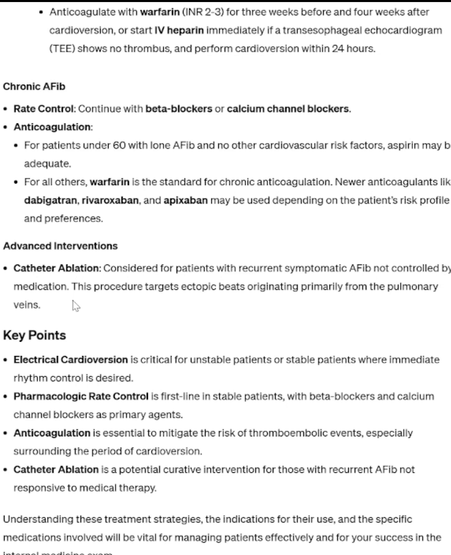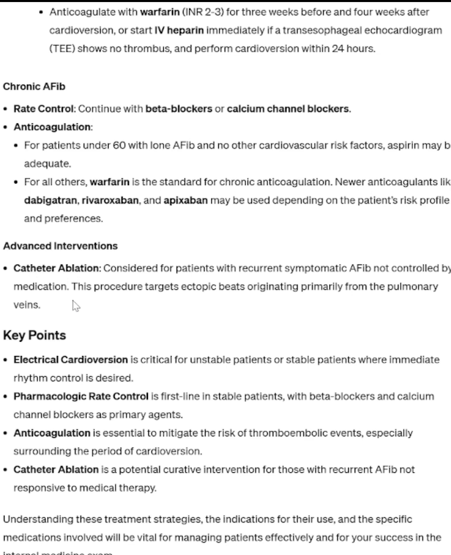Advanced interventions. Catheter ablation is considered for patients with recurrent symptomatic AFib not controlled by medication. This procedure targets ectopic beats originating primarily from the pulmonary veins. Key points. Electrical cardioversion is critical for unstable patients or stable patients where immediate rhythm control is desired. Pharmacologic rate control is first line in stable patients with beta blockers and calcium channel blockers as primary agents.